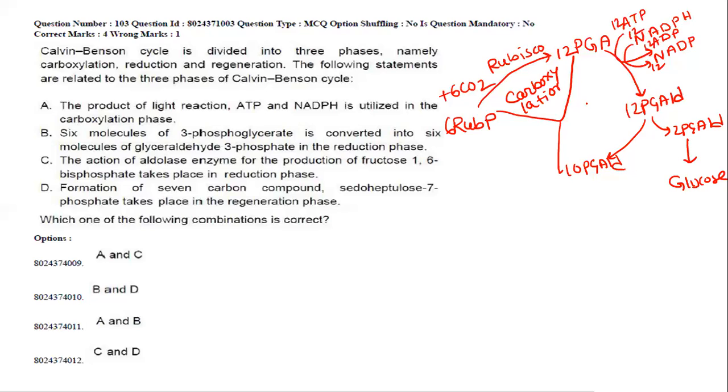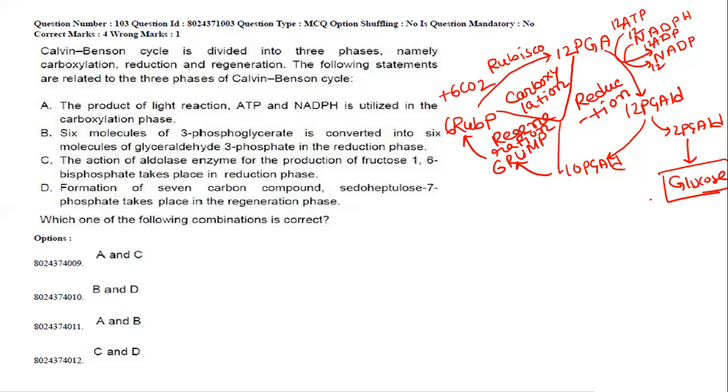These are reduction, and this one, 6 RuMP and 6 RuBP. This one is the regeneration phase. So first here is the synthesized glucose molecule, right?